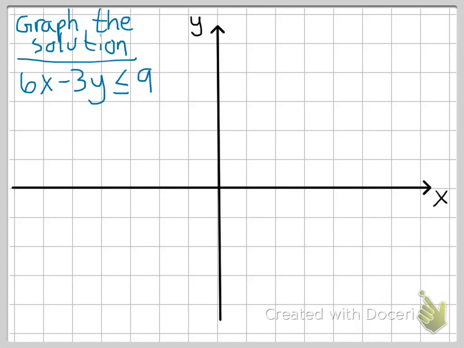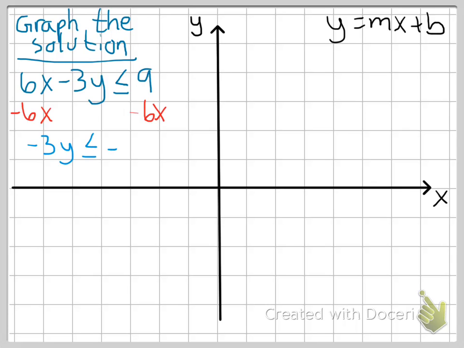So let's go ahead and remind ourselves of that. Our goal is to search for mx plus b. Only way you can do that is to get y by itself. So that's what we're going to do. Try to isolate y. I'm going to go ahead and minus 6x from both sides of the equation. And then that will give us negative 3y is less than or equal to negative 6x. And again, that was a positive 9, so it stays a positive 9.